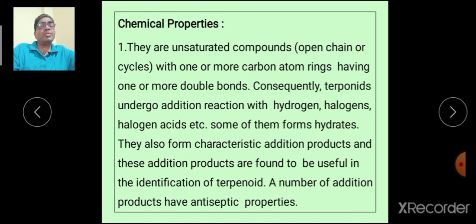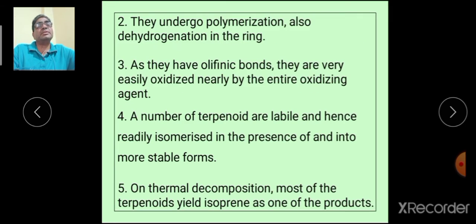They also form characteristic addition products, and these products are found to be useful in the identification of terpenoids. That is, as they are unsaturated, these products are formed and they are useful for the identification of the structure of terpenoids. A number of addition products have antiseptic properties.